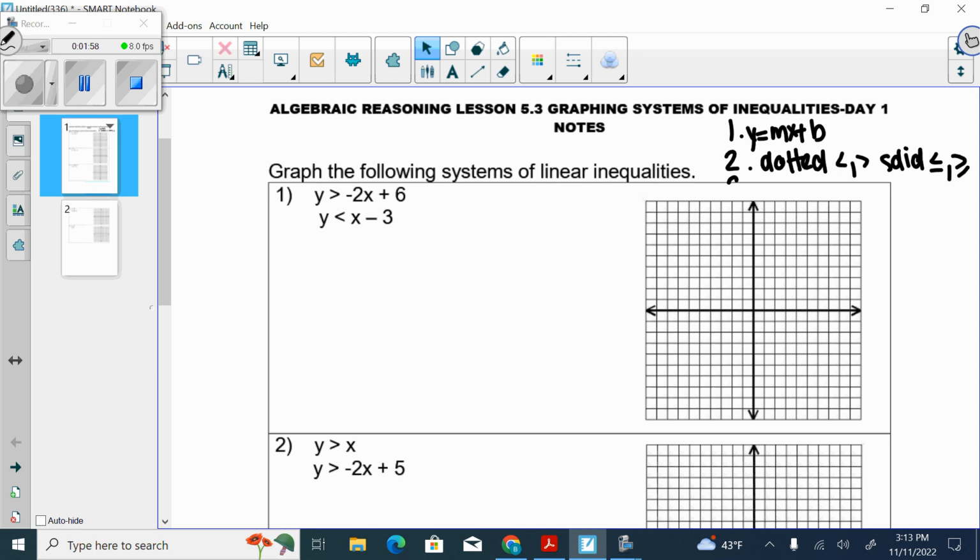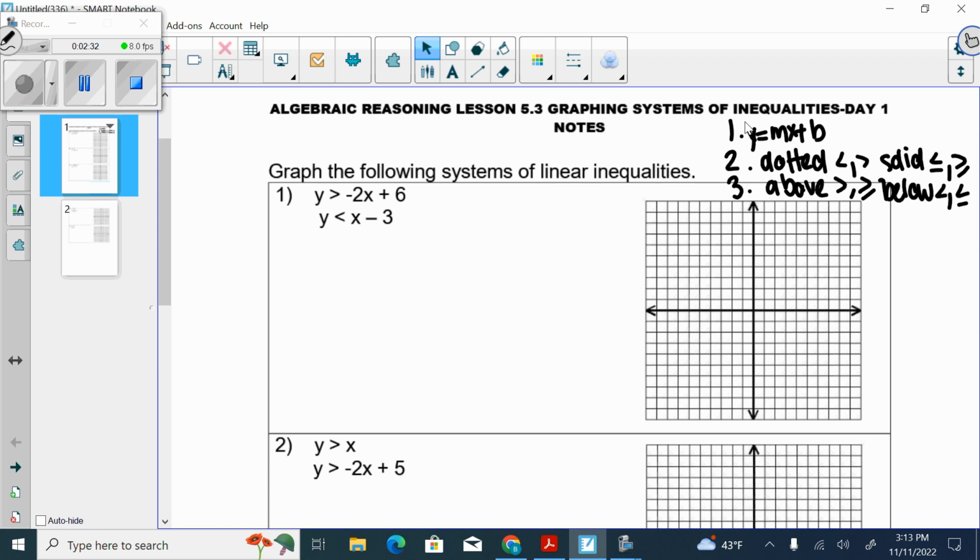And then the last thing that we have to decide is if we should shade above or below. So if I'm going to shade above, do I have a greater than symbol or a less than symbol? Greater than. So it's going to be either this one or the one with the equal to, right? If I'm supposed to shade below, it's the other way around, right? Less than or less than or equal to. Okay, so there's our little key. If we're not sure, this is what we'll reference while we're graphing, okay?